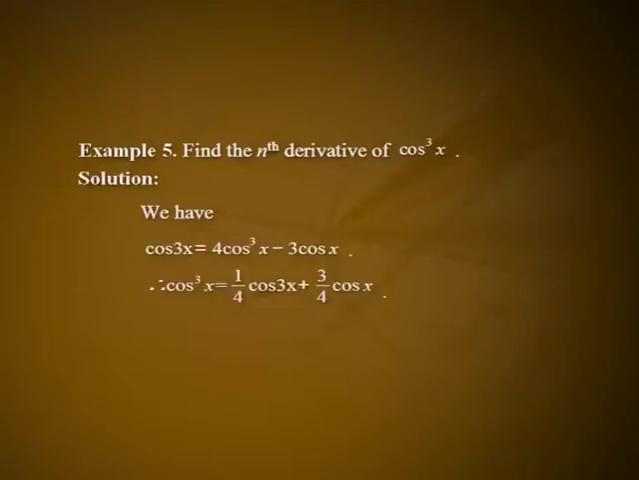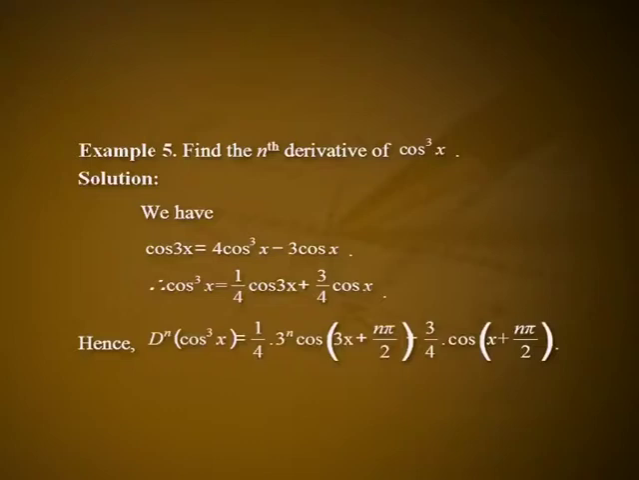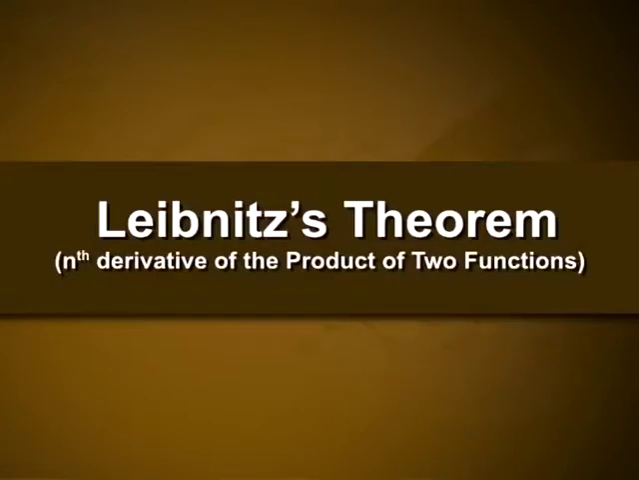Example 5. Find the nth derivative of cos cube x. Solution. We have cos 3x is equal to 4 cos cube x minus 3 cos x. Therefore, cos cube x is equal to 1 by 4 into cos 3x plus 3 by 4 into cos x. Hence, the nth derivative d raised to n of cos cube x is equal to 1 by 4 into 3 raised to n into cos(3x plus n pi by 2) plus 3 by 4 into cos(x plus n pi by 2).